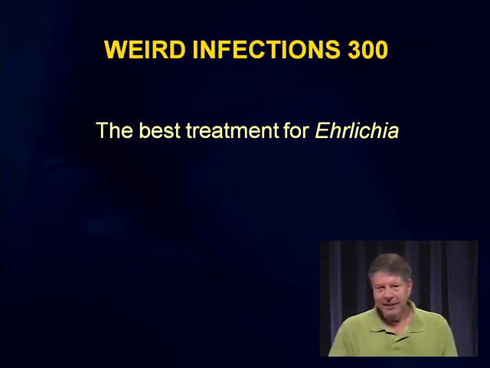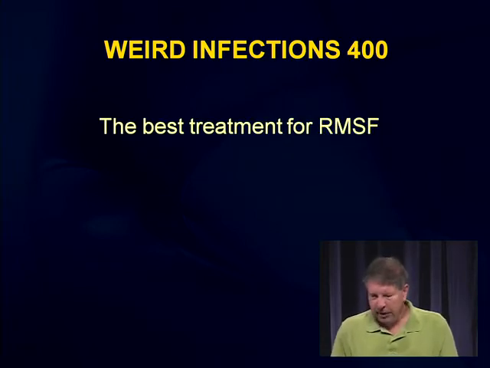And how this presents from a tick bite, and what does it do to the cells in the blood? They're all low, right? You get pancytopenia with Ehrlichia. Okay. Best treatment for Rocky Mountain, doxycycline.